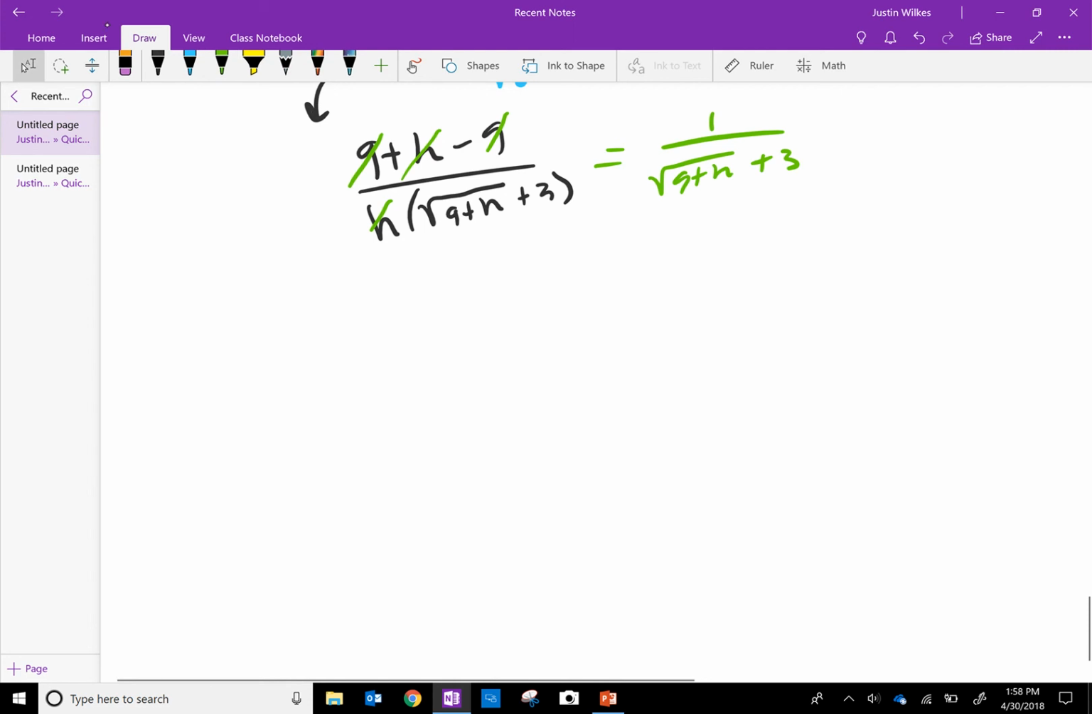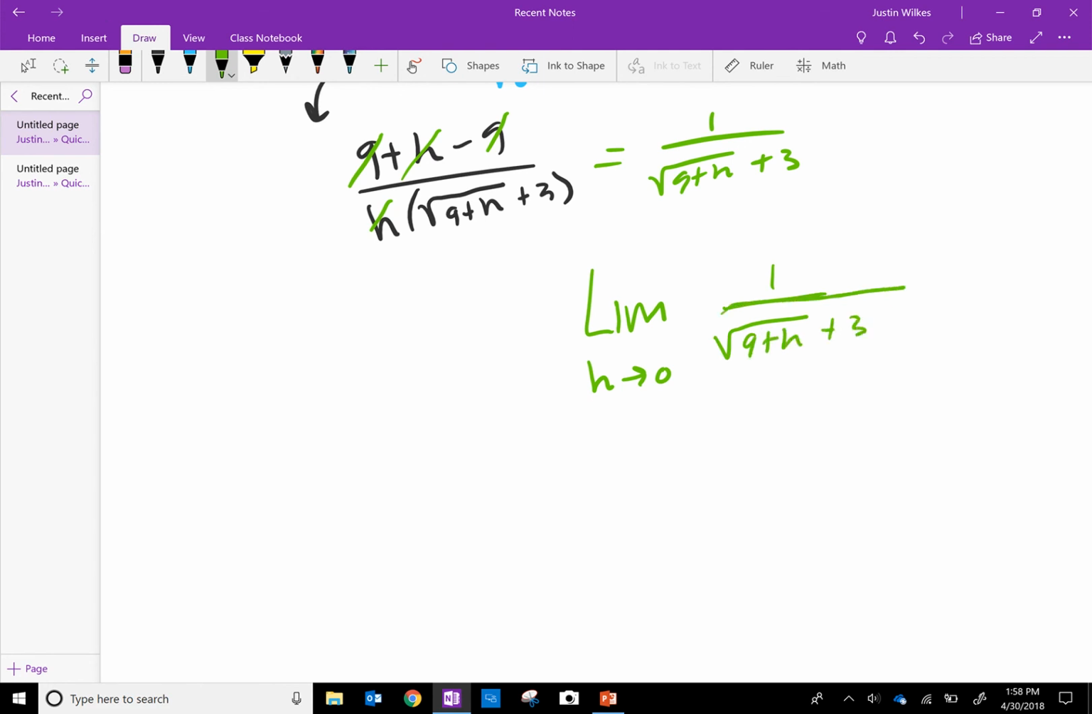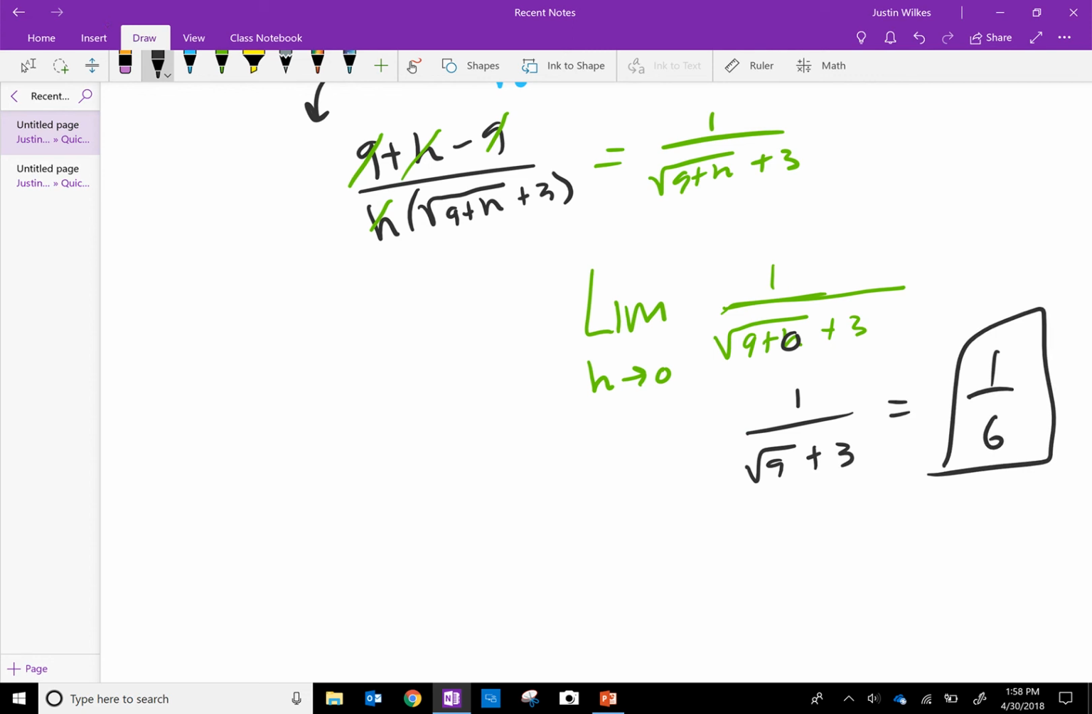So now, as I take the limit as h goes to 0 of 1 over the square root of 9 plus h plus 3, I'm going to plug in the 0. It's going to give me the square root of 9 plus 3 on the bottom, so I get 1/6.